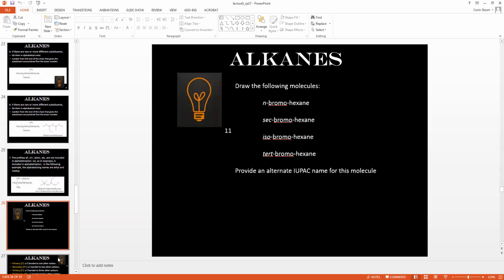So take a moment and draw the following molecules: n-bromohexane, sec-bromohexane, isobromohexane, and tert-bromohexane, and then provide an alternate IUPAC name for each of these molecules.